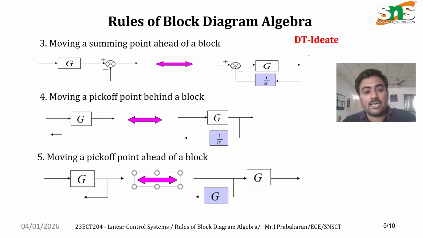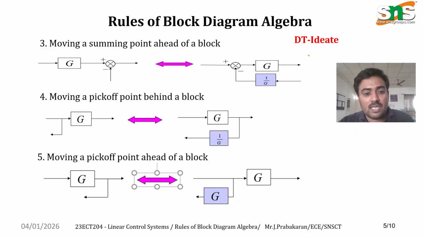Let me see the third rule. The third rule is moving a summing point ahead of a block. If we move a summing point ahead of a block, the signal must be multiplied by the block transfer function.